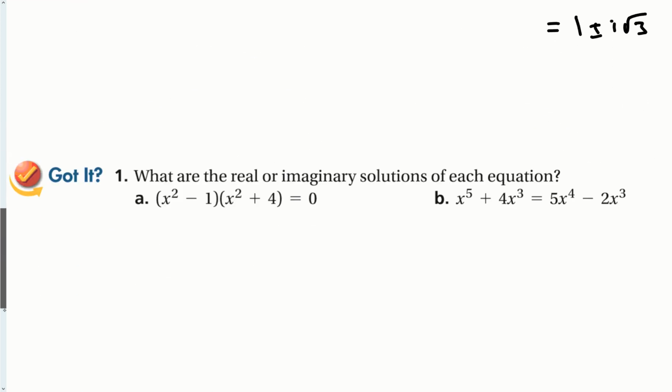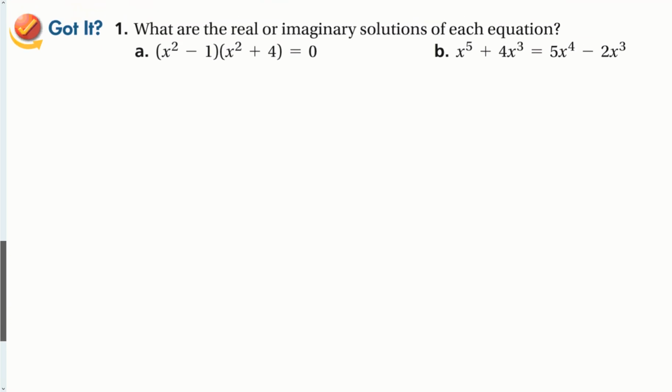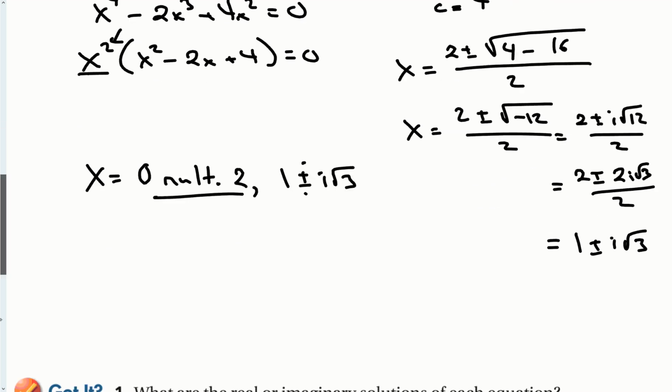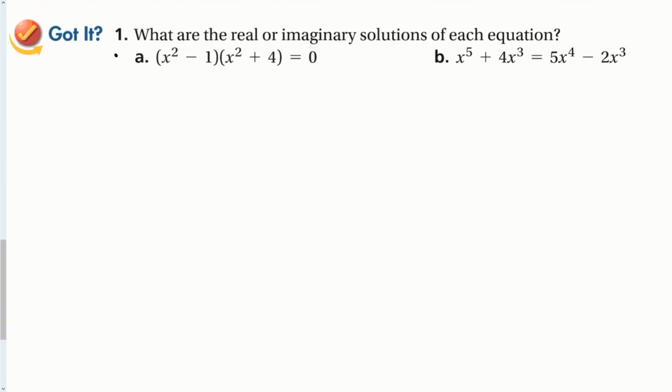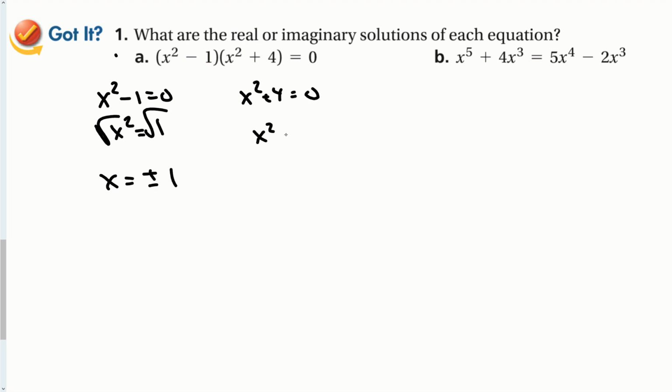Let's try a couple more with the guided problems. Luckily, the first guided problem is already factored for me. Well, that's nice. So I can set each factor equal to 0. So I can say x squared minus 1 is equal to 0. So x squared is equal to 1, square root both sides, and we get x is equal to plus or minus 1. But this side, right, gives me, when I square root both sides, x equals plus or minus 2i. Okay, so those are my 4 answers for these two.